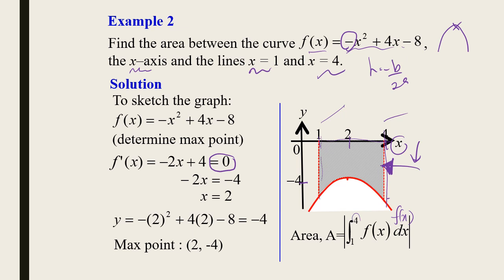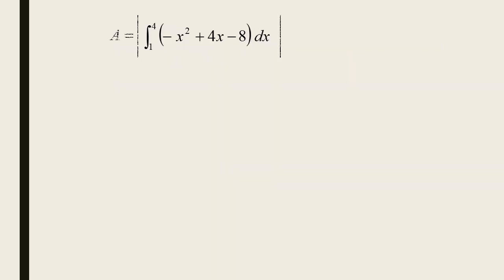So the value of the limit should be a value of x, because this f(x) is in terms of x. The integration is in terms of x. So integrate negative x squared plus 4x minus 8 with respect to x from 1 to 4, and find the absolute value of the answer. So how do we integrate this function?